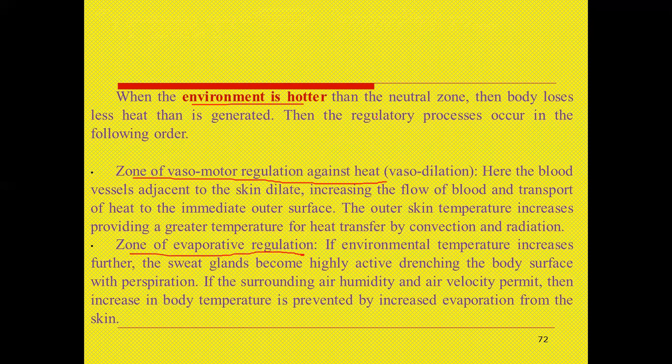Now, coming to the zone of evaporative regulation, if the environmental temperature increases further, what happens? The sweating begins. The sweat glands become highly active, drenching the body surface with perspiration. If the surrounding air humidity and air velocity permit, then the increase in body temperature is prevented by increased evaporation from the skin. That happens when evaporative regulation takes place.